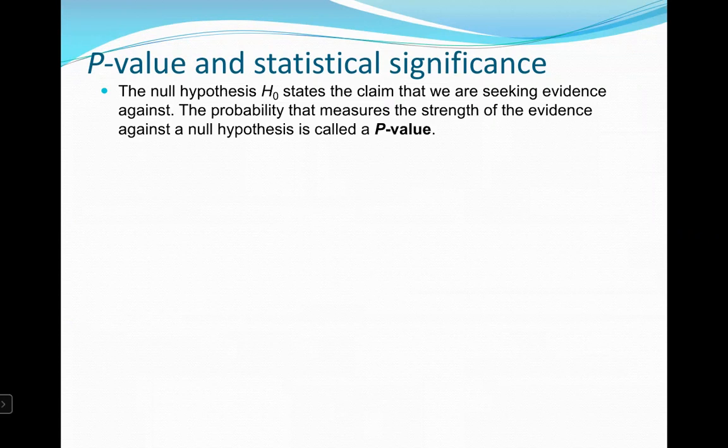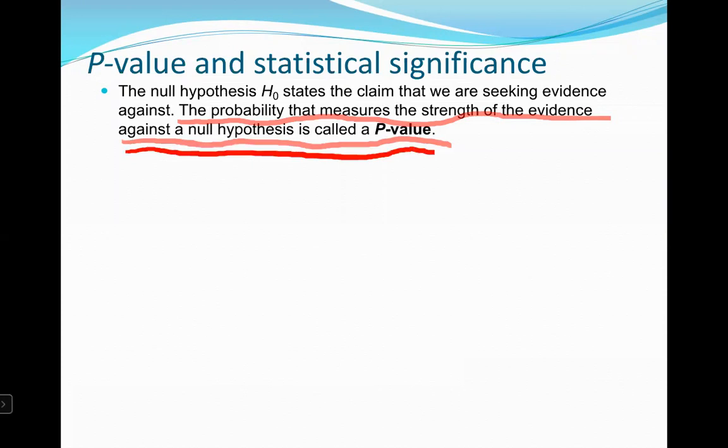The probability that measures the strength of the evidence against the null hypothesis is called the p-value. Let me read that again to you. The probability that measures the strength of the evidence against the null hypothesis is called the p-value.